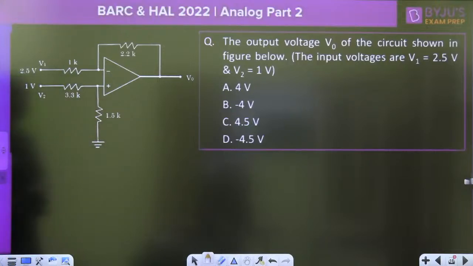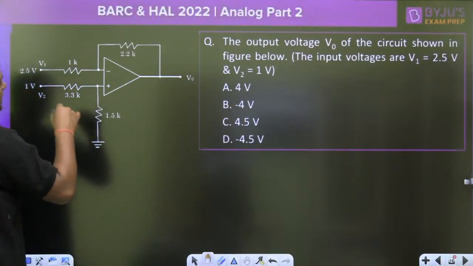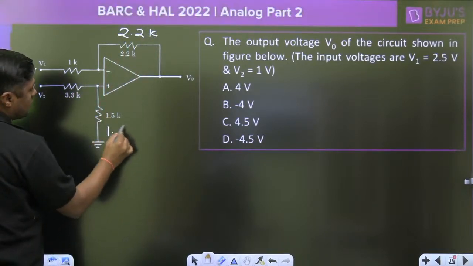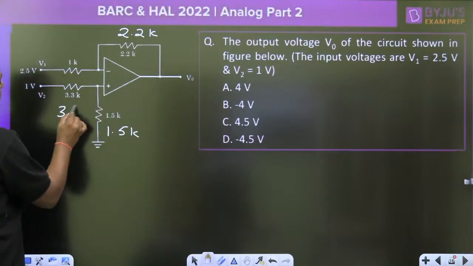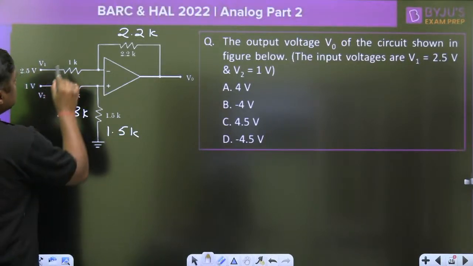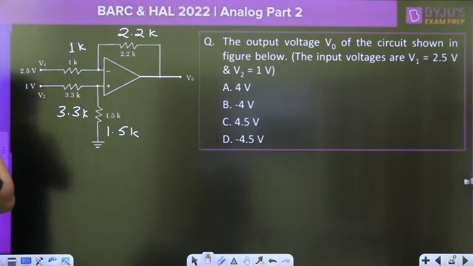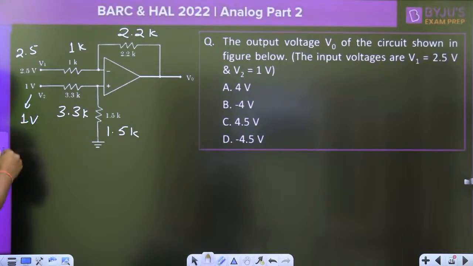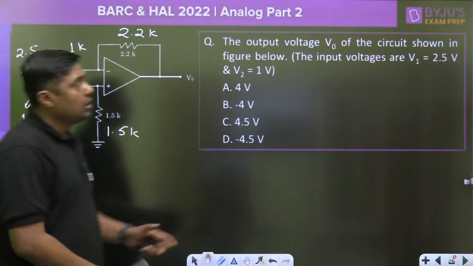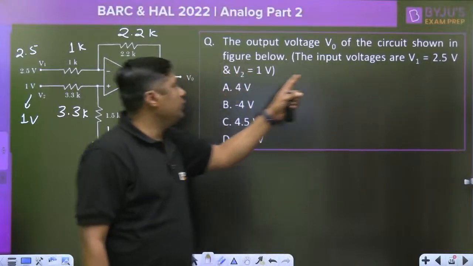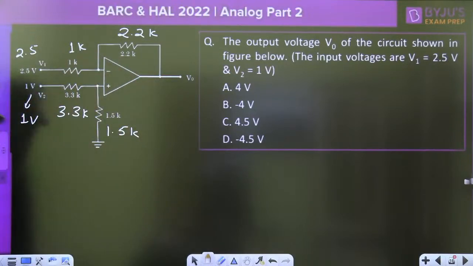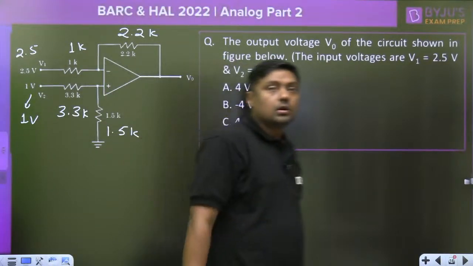Please give me the answer for this question. This is a very important diagram. This is called a differential amplifier. I'm giving the values. This is 2.2 kilo ohm, this is 1.5 kilo ohm, 3.3 kilo ohm, and this is 1 kilo ohm. This is 1 kilo ohm. Here it is 2.5 volt V1 on the negative terminal. Here it is 1 volt on the positive terminal. What will be the output for this? V1 on the inverting terminal is 2.5, V2 on the non-inverting terminal is 1 volt. The output voltage V0 of the circuit shown in the figure. What will be the output for this question?